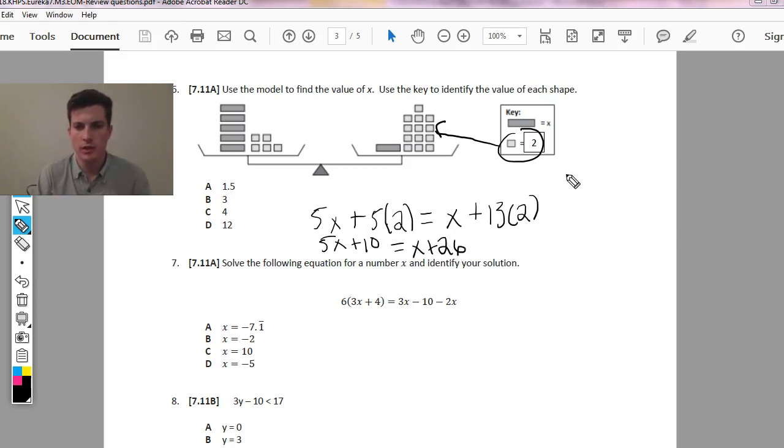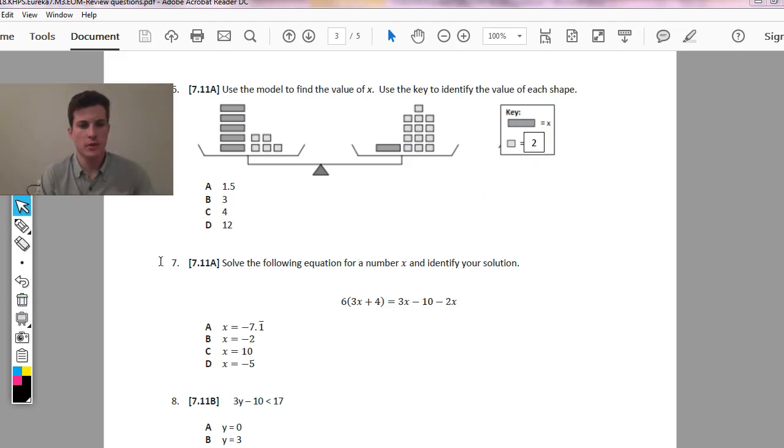I should have left more room, but to solve that, I could subtract 10 from both sides. So that would get rid of that 10, and I would have 5x equals x plus, remember, subtract 10, so then we'd have 16. Subtract an x from both sides, you'd have 4x equals 16. So 1x subtracted from each side, divide both sides by 4, and x equals 4. Answer choice C. Okay, next question, number 7.